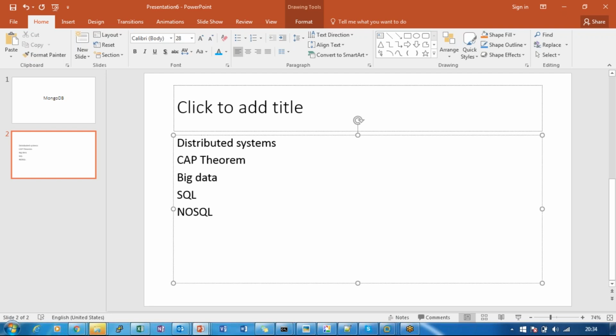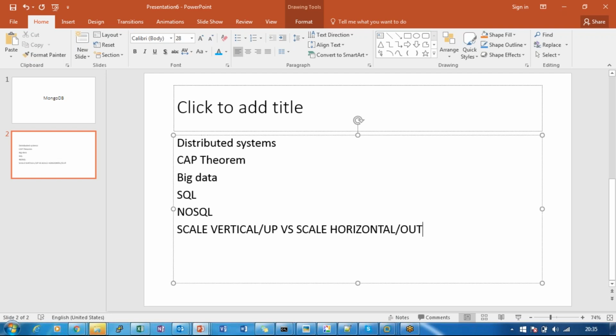I've written just 5 words here, and I mentioned one more word, so I mentioned 6 terms. Among the 6 terms, I hope that you know a few of them. I only know one term, that is SQL, structured query language. So I will start with the distributed systems.